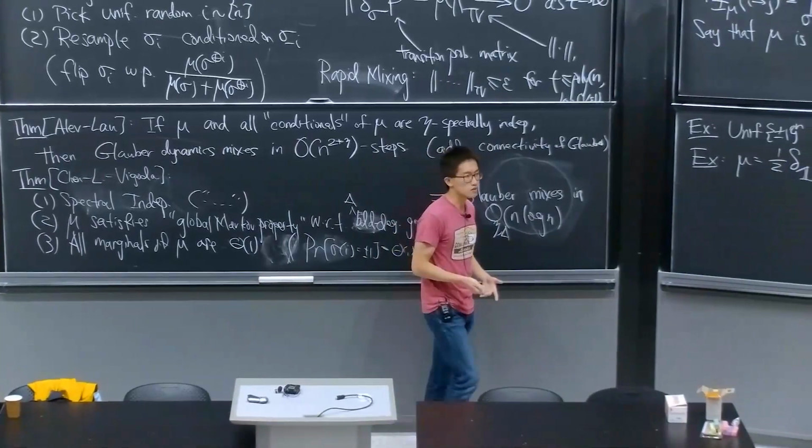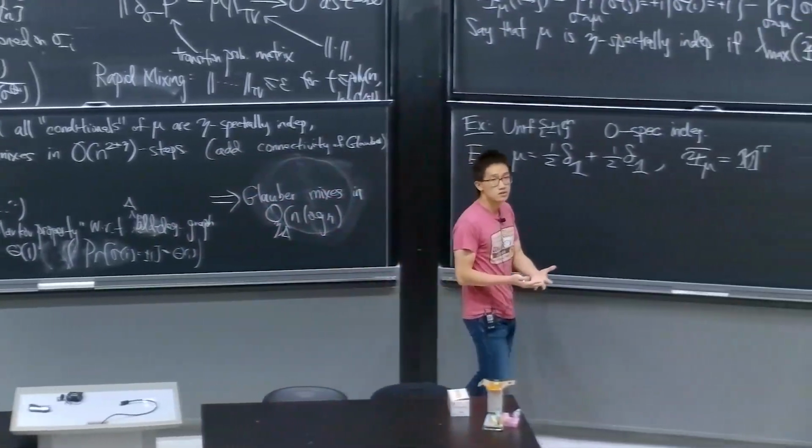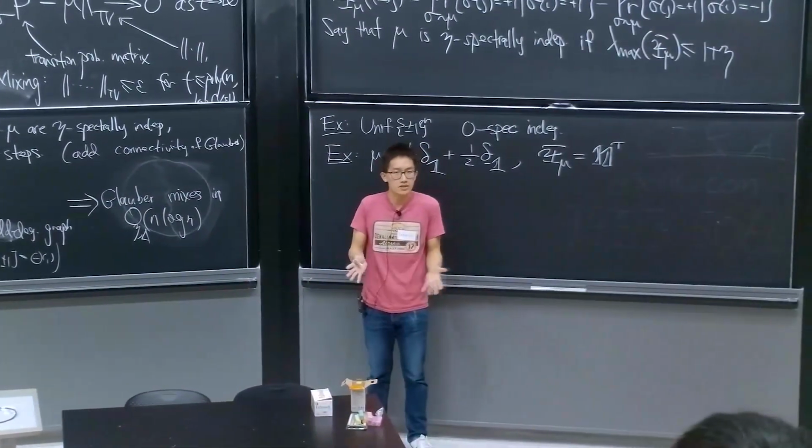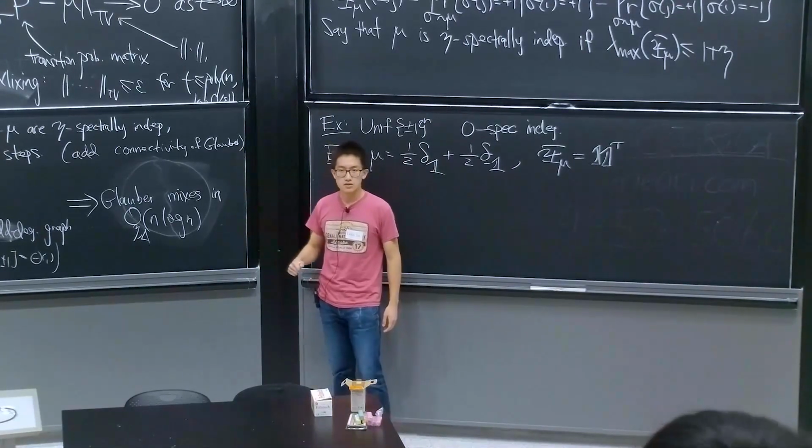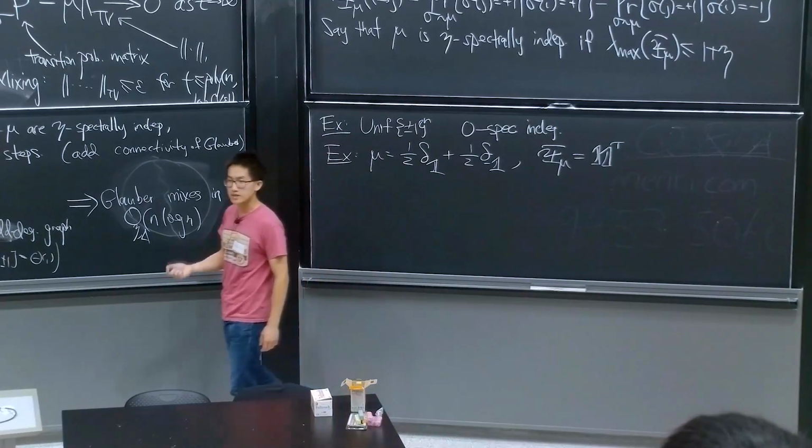But at least in terms of dependence on n, this is essentially optimal. If you know, for instance, about Glauber dynamics on the uniform distribution on the cube, n log n is the right answer. And there are also lower bounds in many settings. So this is the best thing you can hope for, at least in terms of dependence on n.